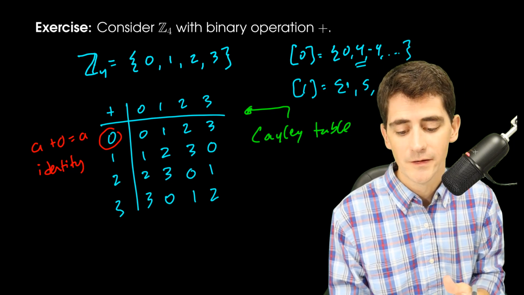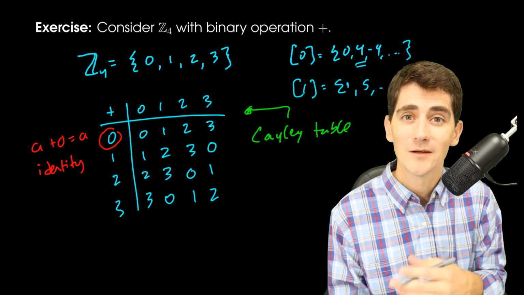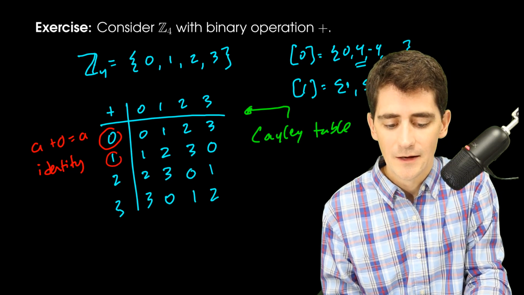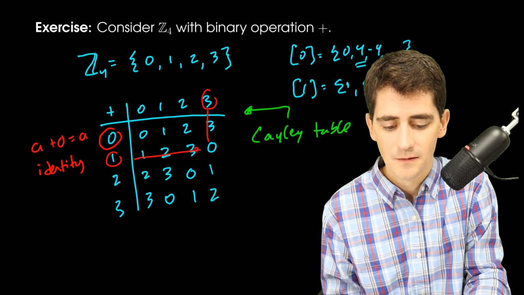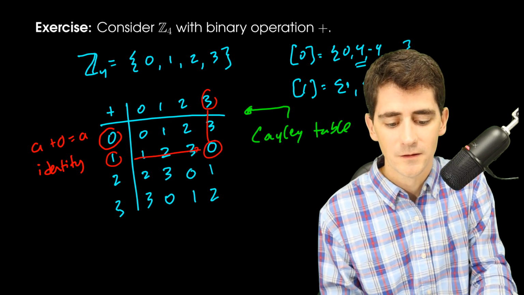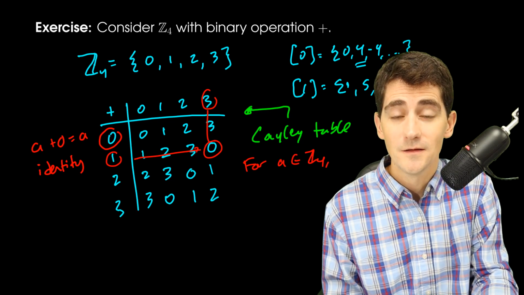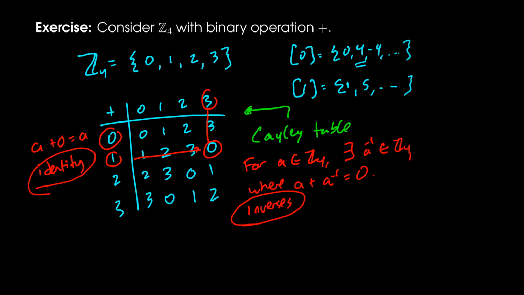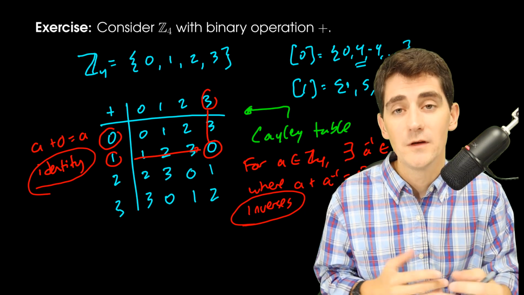Another thing I want to point out is that for each element, I could add it to something and get 0 again. So for example, if I take the element 1 and I add it to 3, I get the identity again. All right, so we can say for any a in Z4, there exists an a to the negative 1 power, which would mean a inverse in Z4, such that when I add a and a inverse together, I get back to 0. So this principle that we're looking at now is called inverses. Z4 has an identity element, and every element has an inverse. That's essentially what we need to define a group. Let me show you that formally.